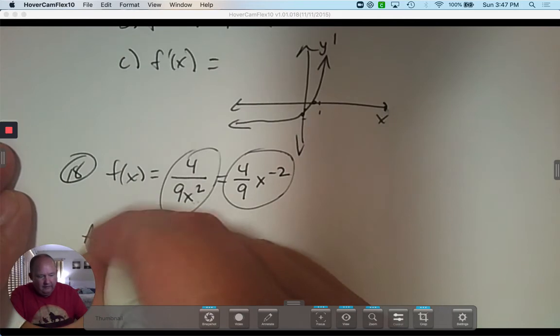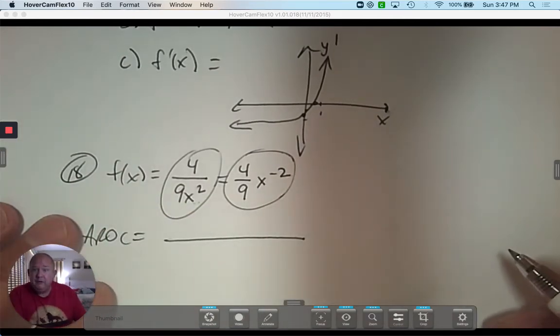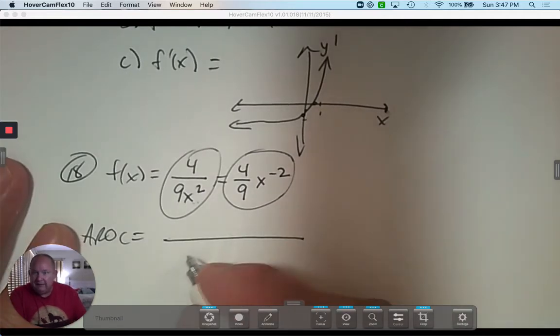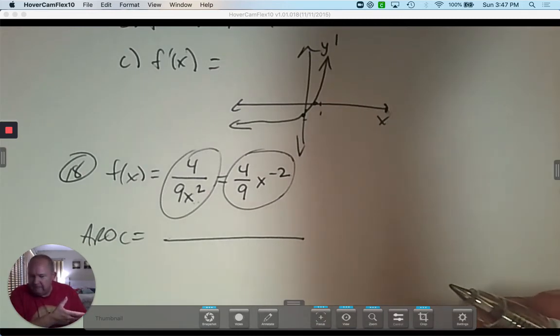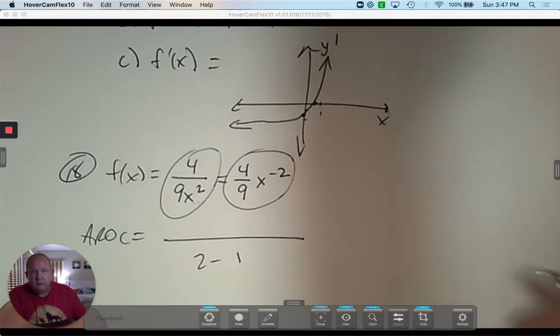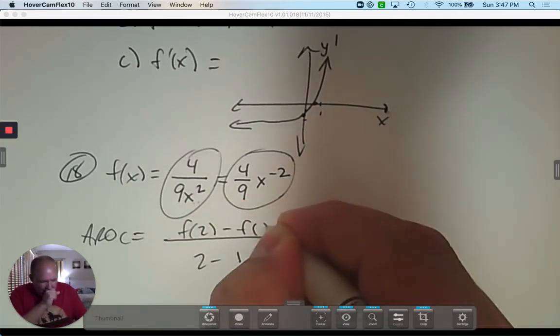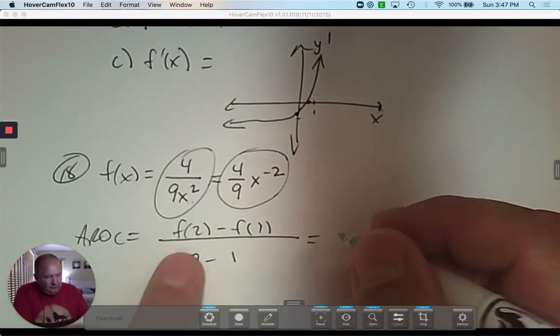So first of all, AROC. That means average rate of change. Sometimes it's called the difference quotient, the slope formula. y2 minus y1 over x2 subtract x1. So what are our x's? It goes from 1 to 2. So our x's are 2 and 1. And then I plug those numbers in. So it's f at 2 subtract f at 1. So when I substitute in, first substitute in 2.